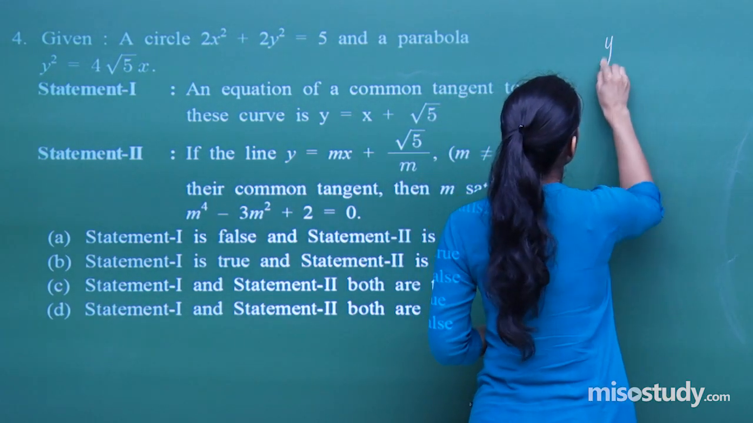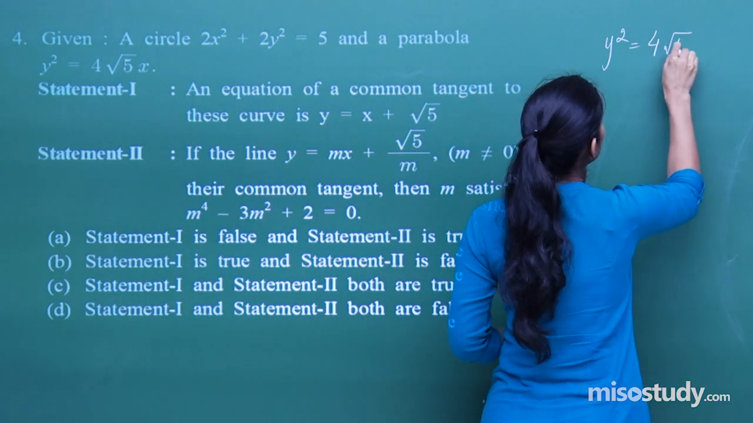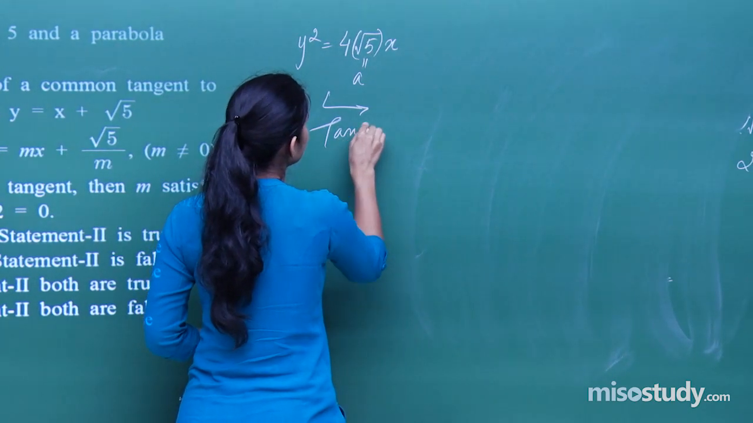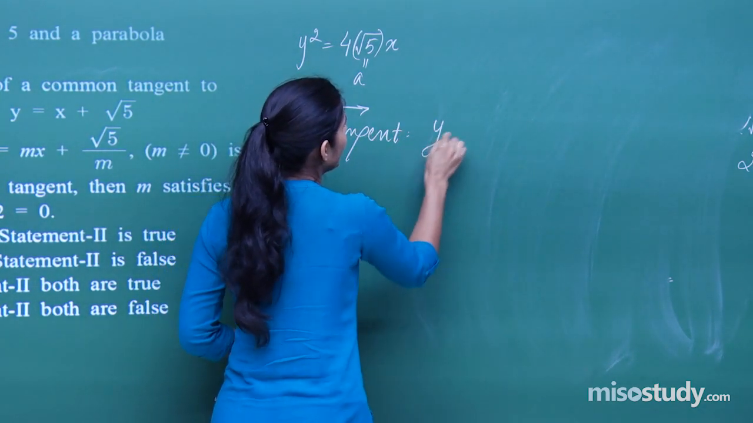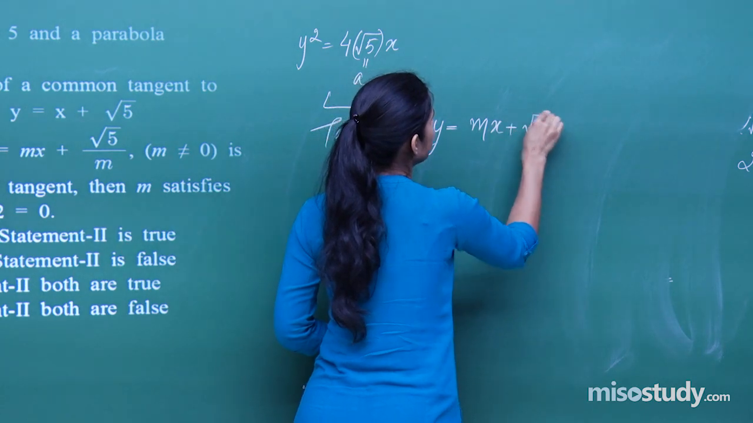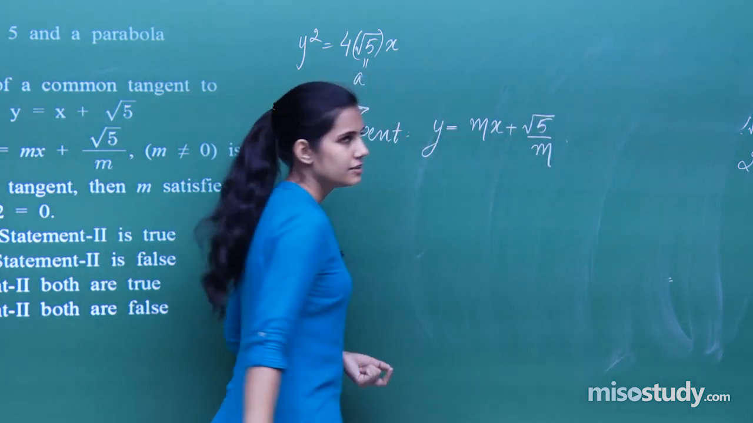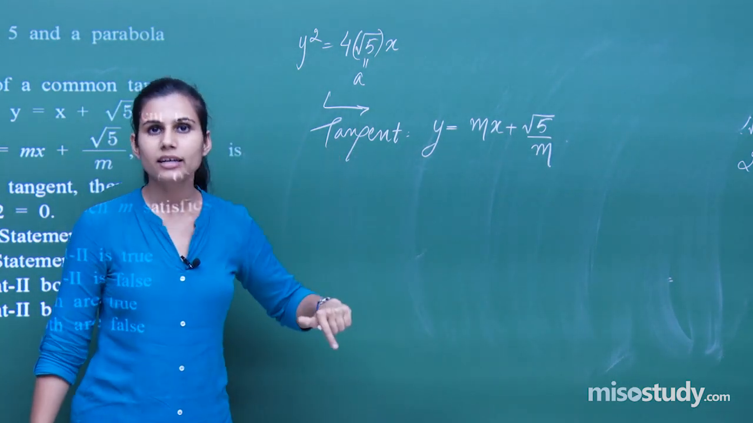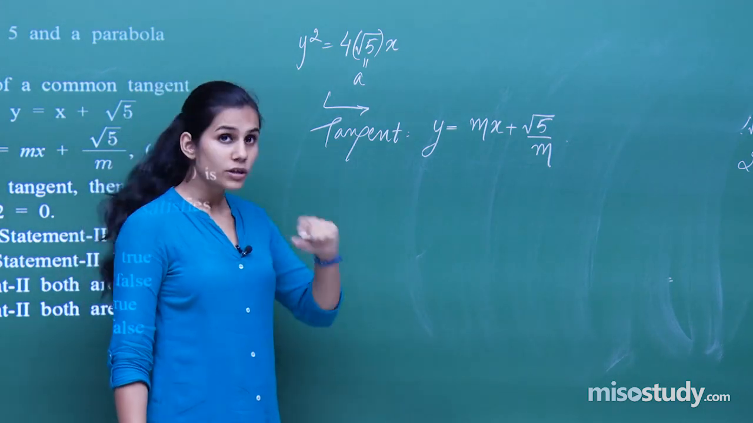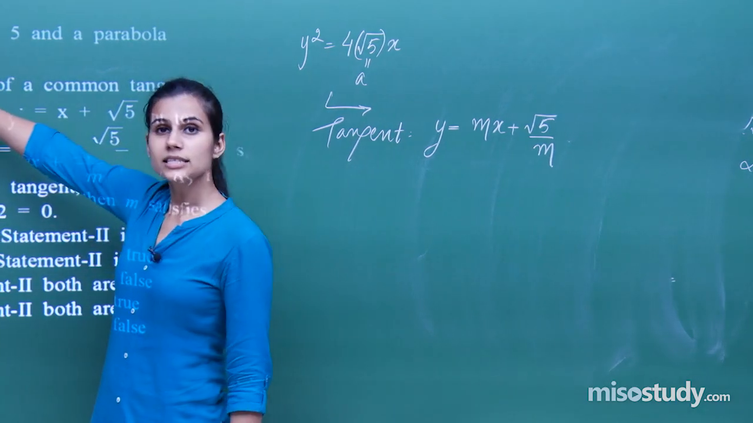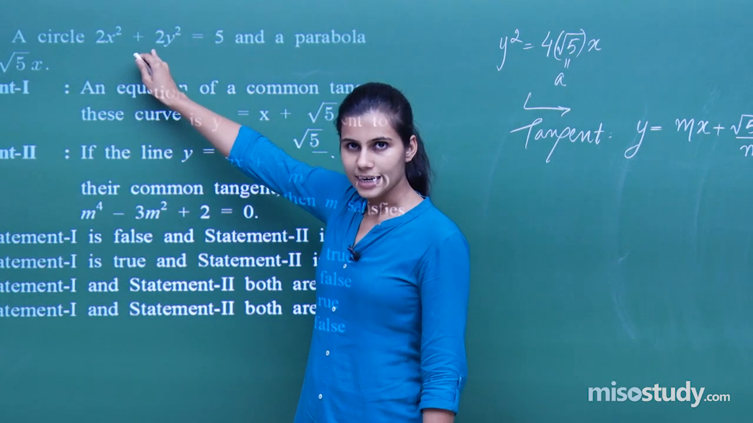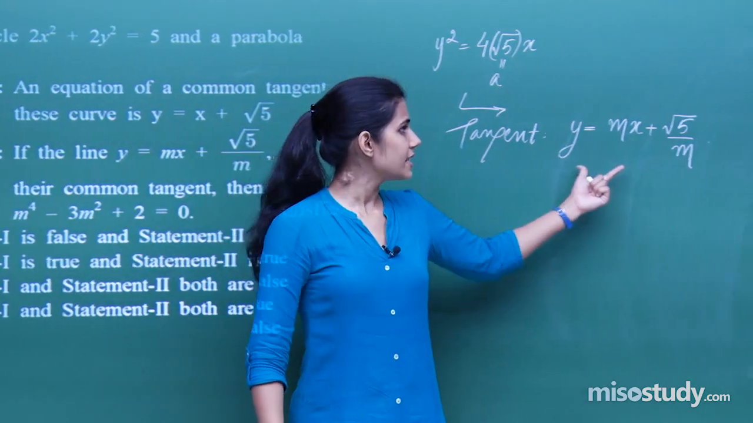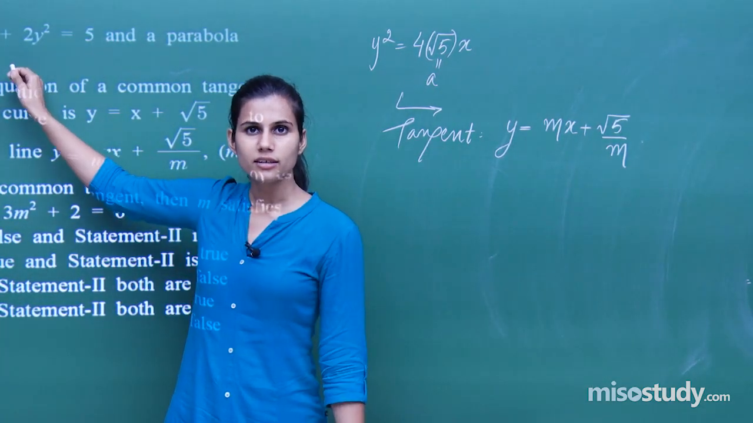Now see, if I am talking about the parabola 4ax, so this is A. Its tangent's equation is given by what? y equals mx plus A by m. This is the equation of tangent to the parabola. If the same line has to be the tangent to the given circle as well, that means what should happen is, now this is a circle which has center as the origin. So if I want this line to be the tangent to this circle, what should happen?